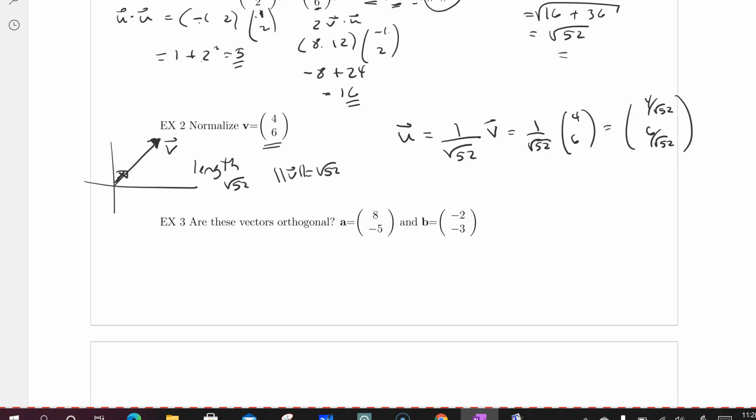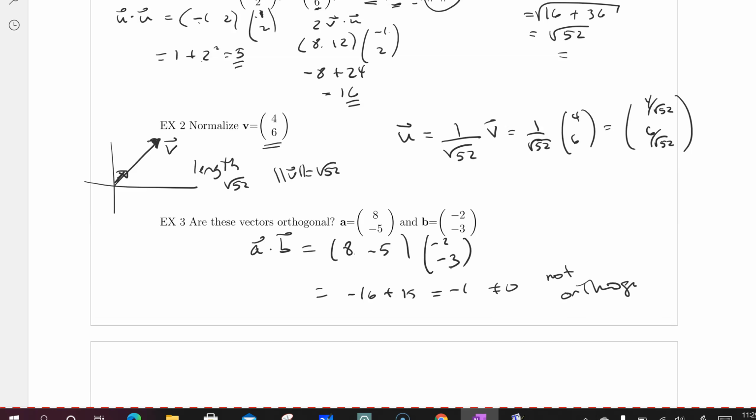Okay. So if asked if two vectors are orthogonal, you check to see if their dot product is 0. I'm just going to write it out. Negative 16 plus 15, that equals negative 1. So since it's not 0, they are not orthogonal.